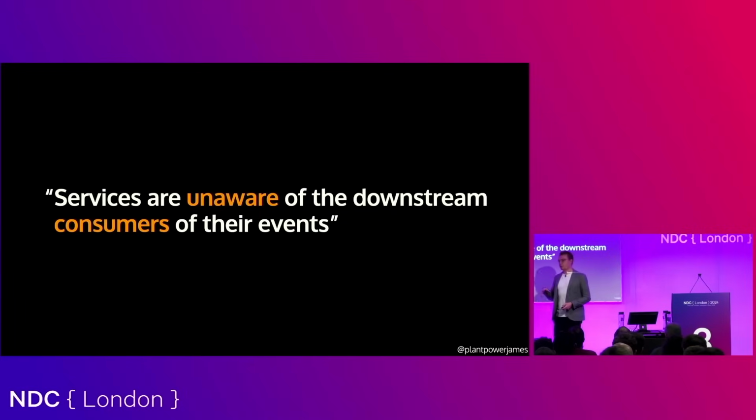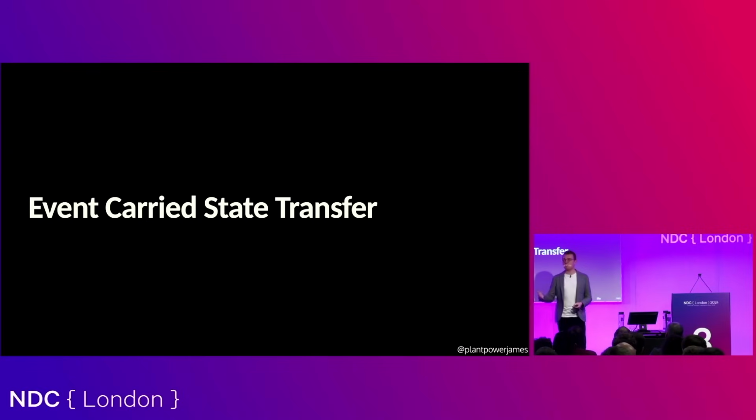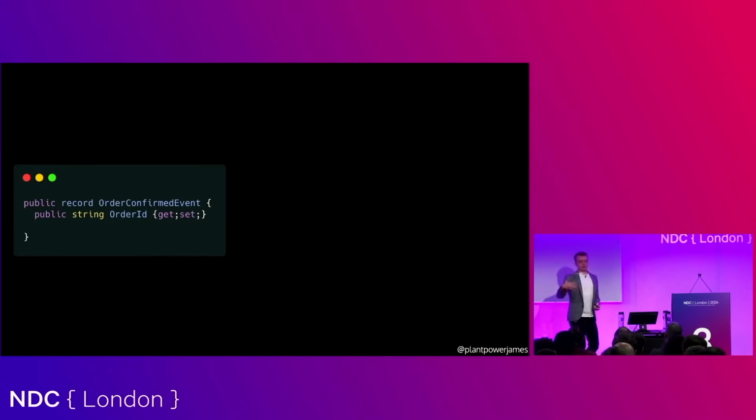So is there an alternate approach you can take here? And there is, and this comes back to this idea of different types of events. Another type of event you will see is event carried state transfer, or a fat event, as it can be commonly known. So this is an example of a sparse event, or a notification event. You've just got an order ID, so order confirmed, just an order ID.